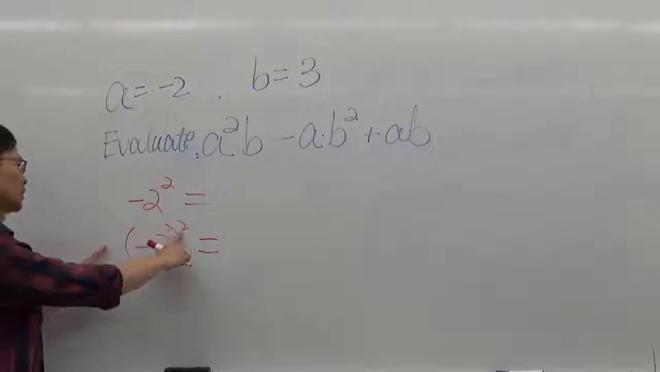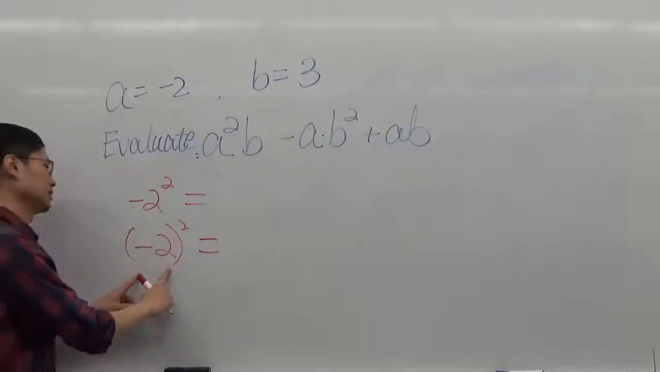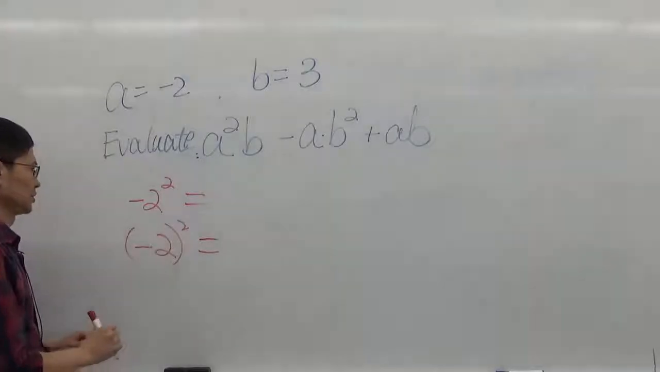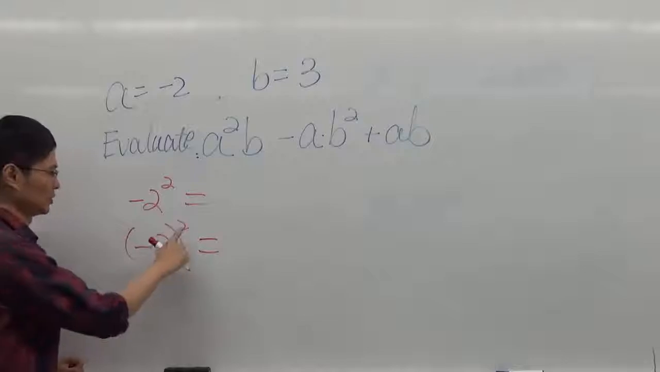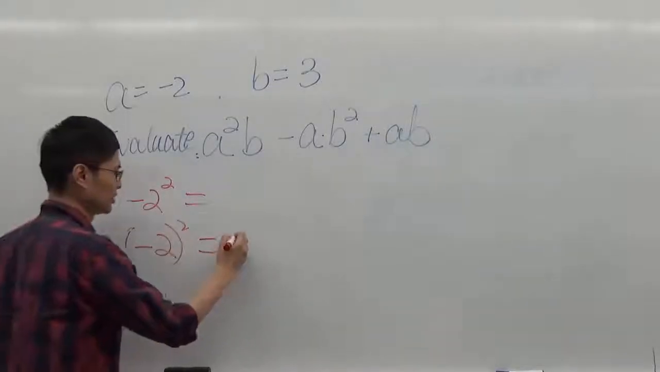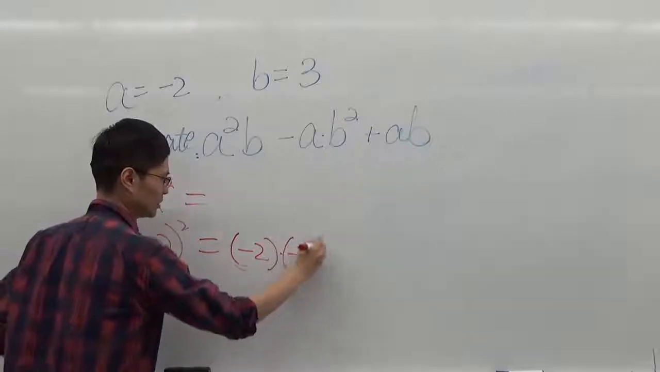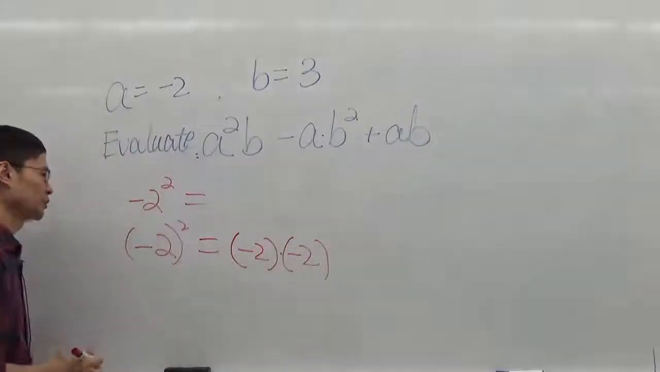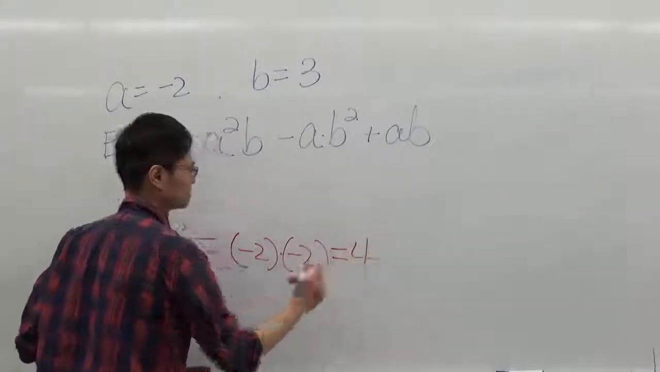So I have a square. My base here is -2, so the square is for -2. This means I'm going to times -2 by itself. So square means 2 times, so what I'm basically doing is parentheses -2 times -2. And the two negatives give you a positive, so that's going to be 2 times 2, which is 4.